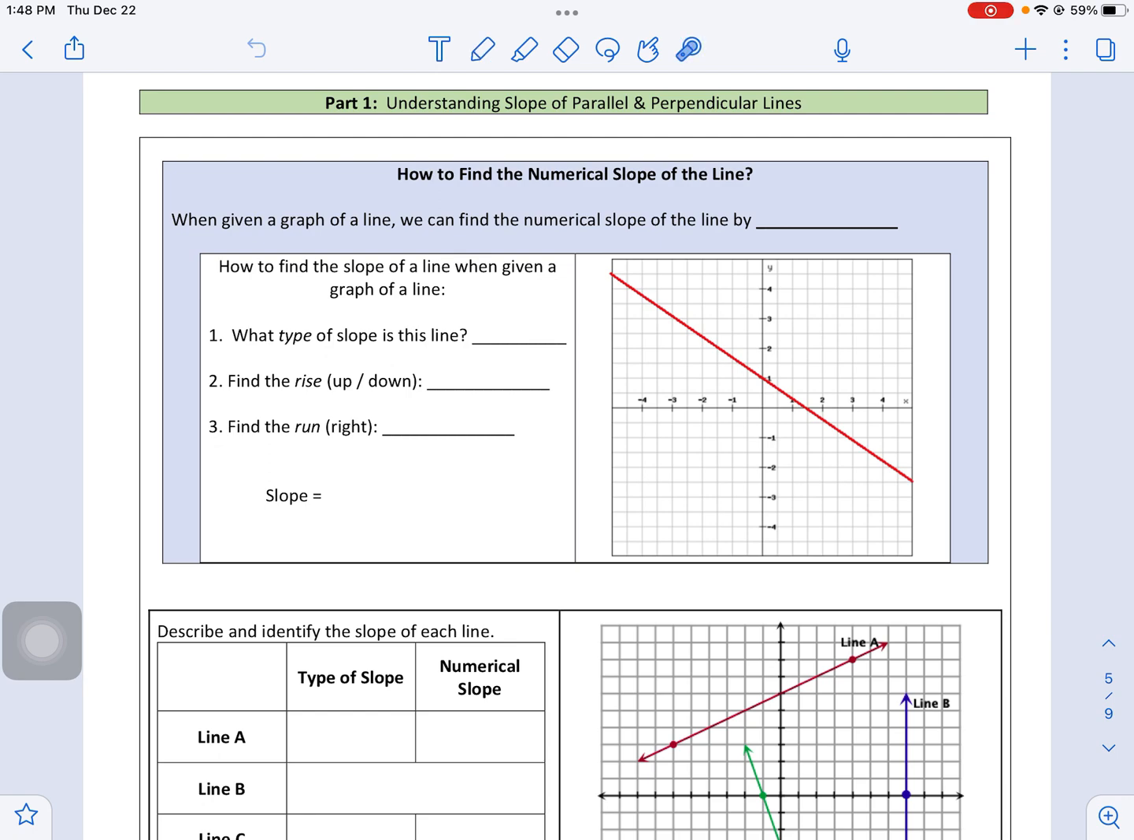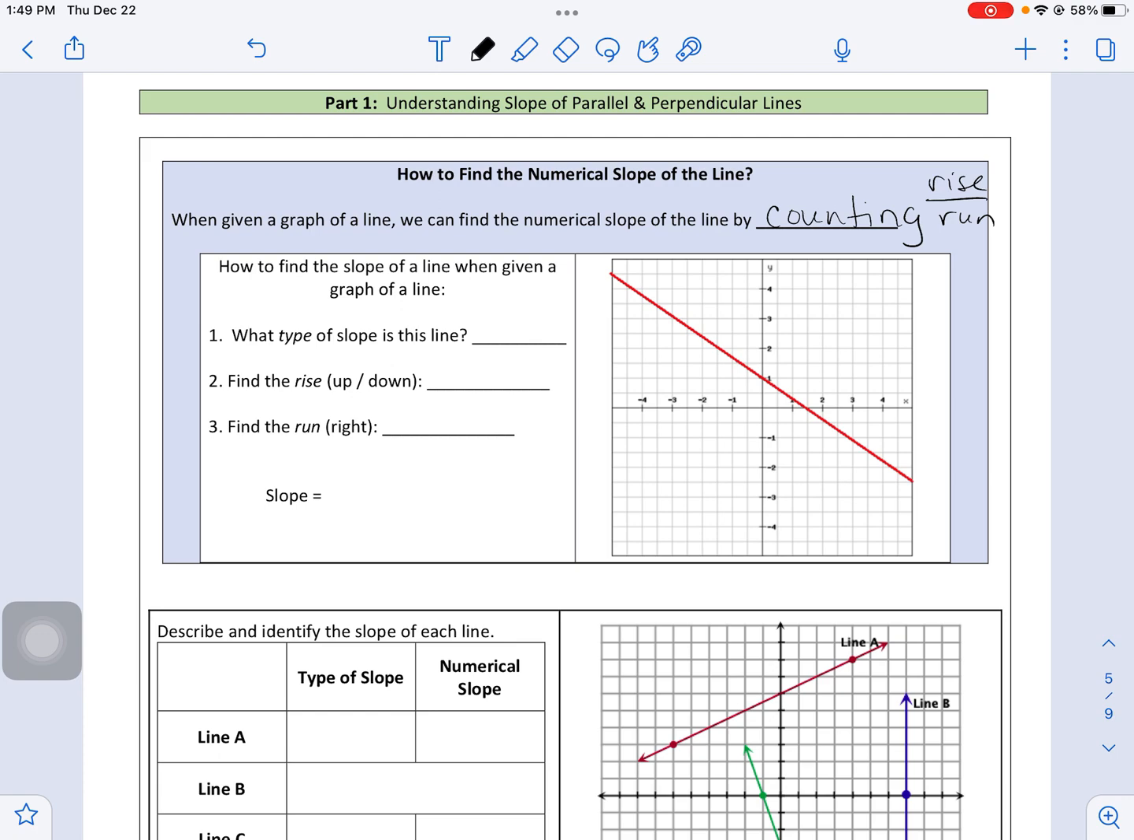So first off, when given a graph of a line, we can find the numerical slope of the line by counting. You can count, and it's by rise over run. There's also a formula that we can use that we'll talk about a little bit later. So how do we find a slope of a line when given a graph?